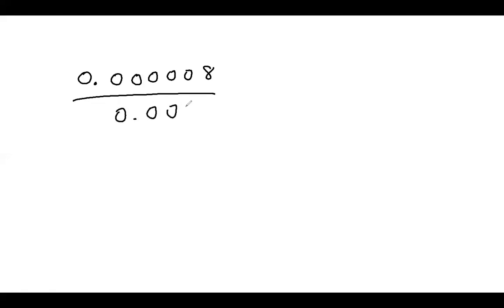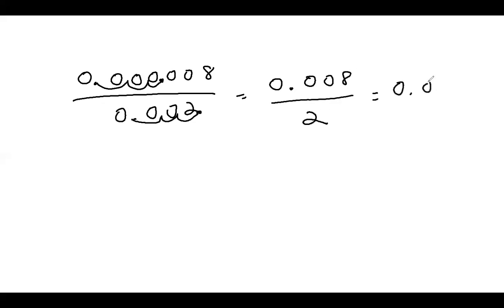Okay, so let's look at this one: 0.0000008 over 0.002. So again, we can do the moving the decimal point way. So 1, 2, 3 to get this to be a 2, and 1, 2, 3. So this would equal 0.008 over 2. So divide that, we get 0.004.